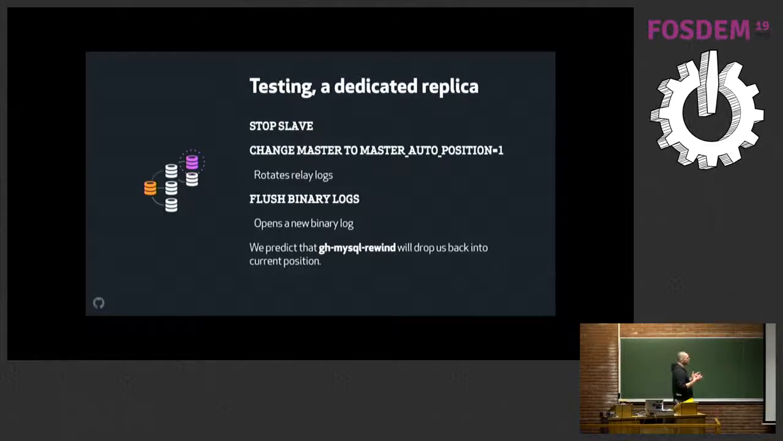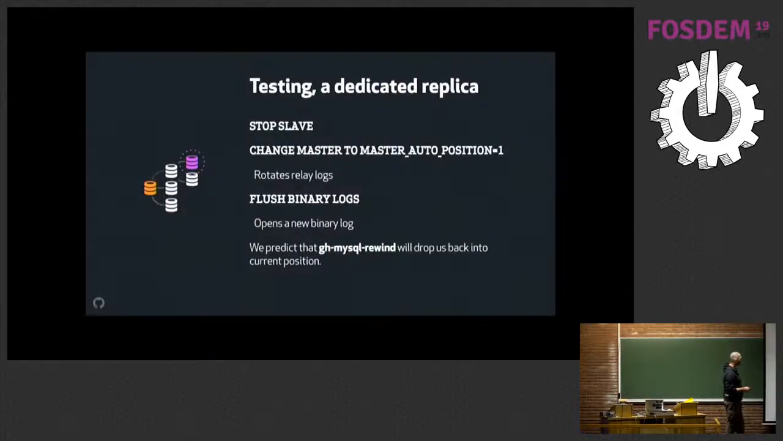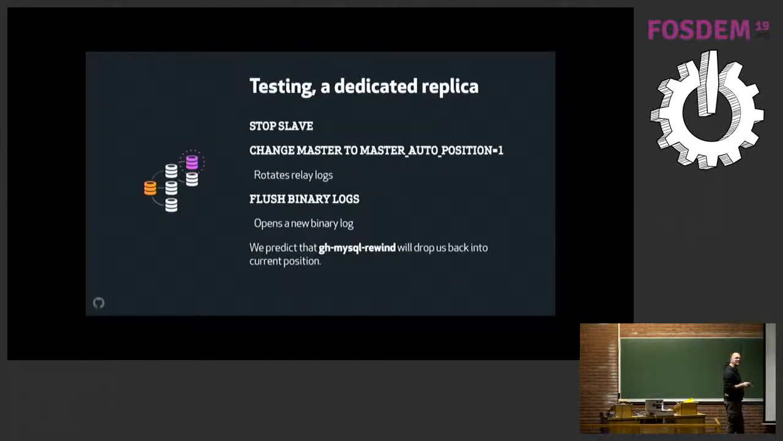And very quickly, it goes like this. We take a replica, right? It's a testing replica. It's not part of production. But it's a replica in the cluster. We stop replication. We issue a change master to, which resets the relay logs. It clears the relay logs. We rotate into a new relay log. We flush the binary logs. We rotate into a new binary log. Right? Everything is clean. We call this point zero.